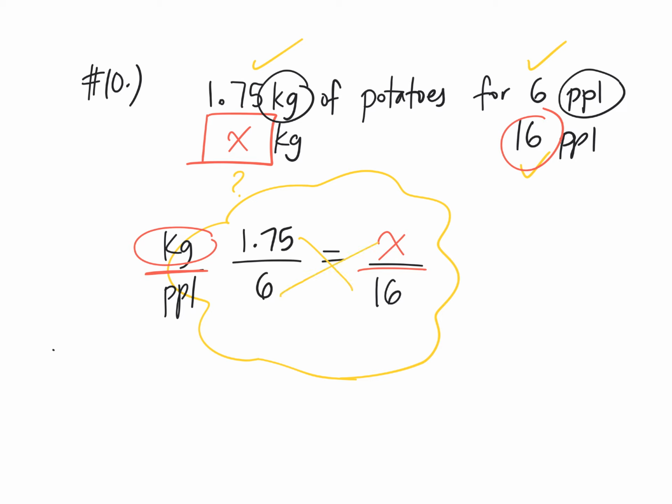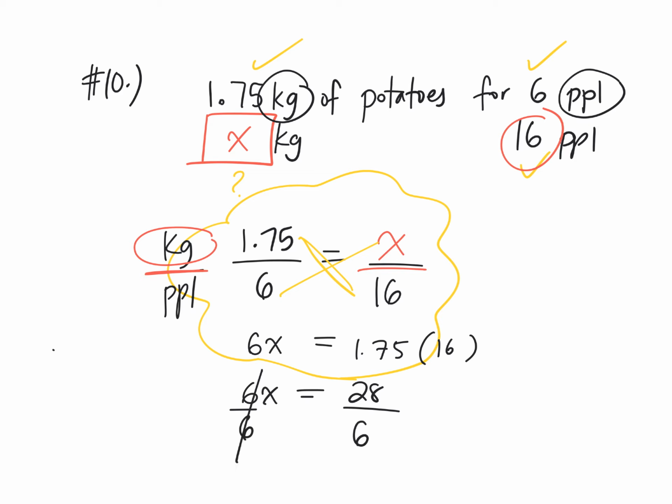So the first thing is 6 times x, which is 6x, equals what? We're multiplying 1.75 times 16. So what is 1.75 times 16? Good, it's 28. And then what do I have to do to both sides? Divide by 6, divide by 6, x equals. So it was 4.6 repeating. I'm going to round it off to 4.7. Look here. Approximately equal to 4.7 kilograms.